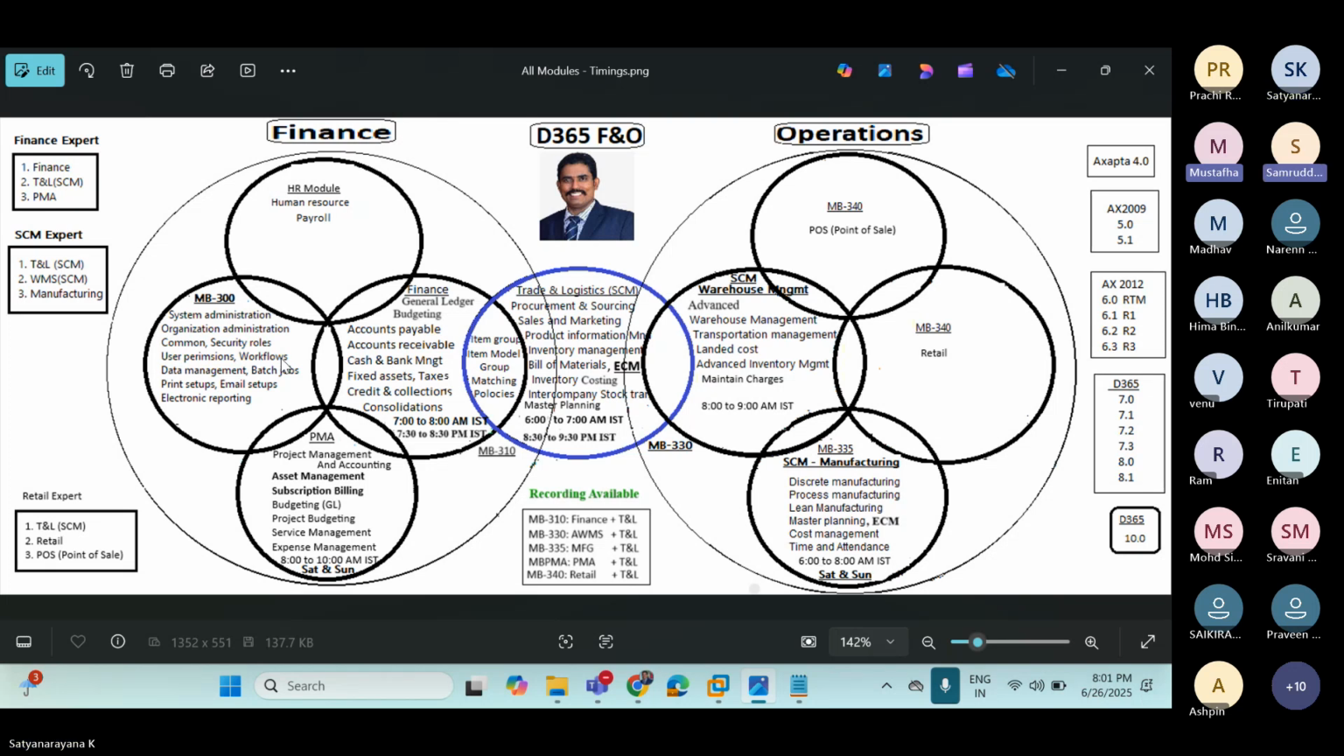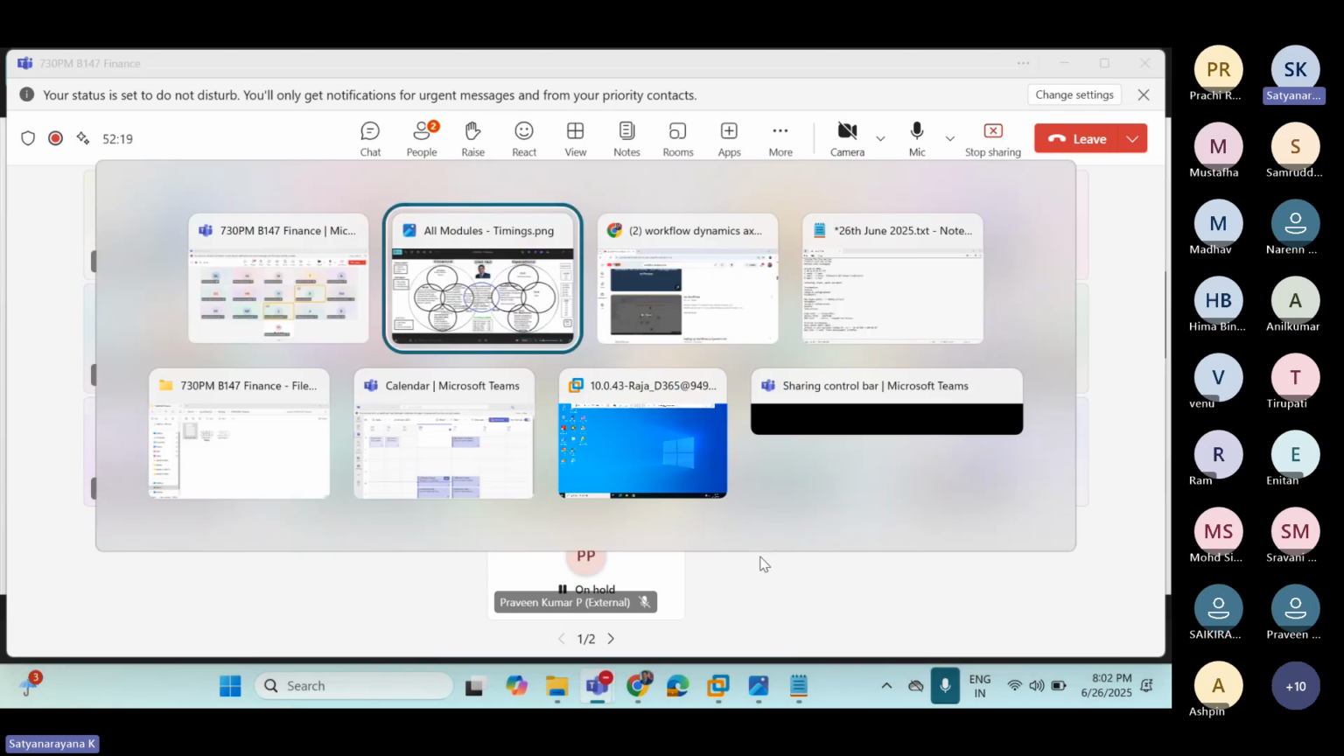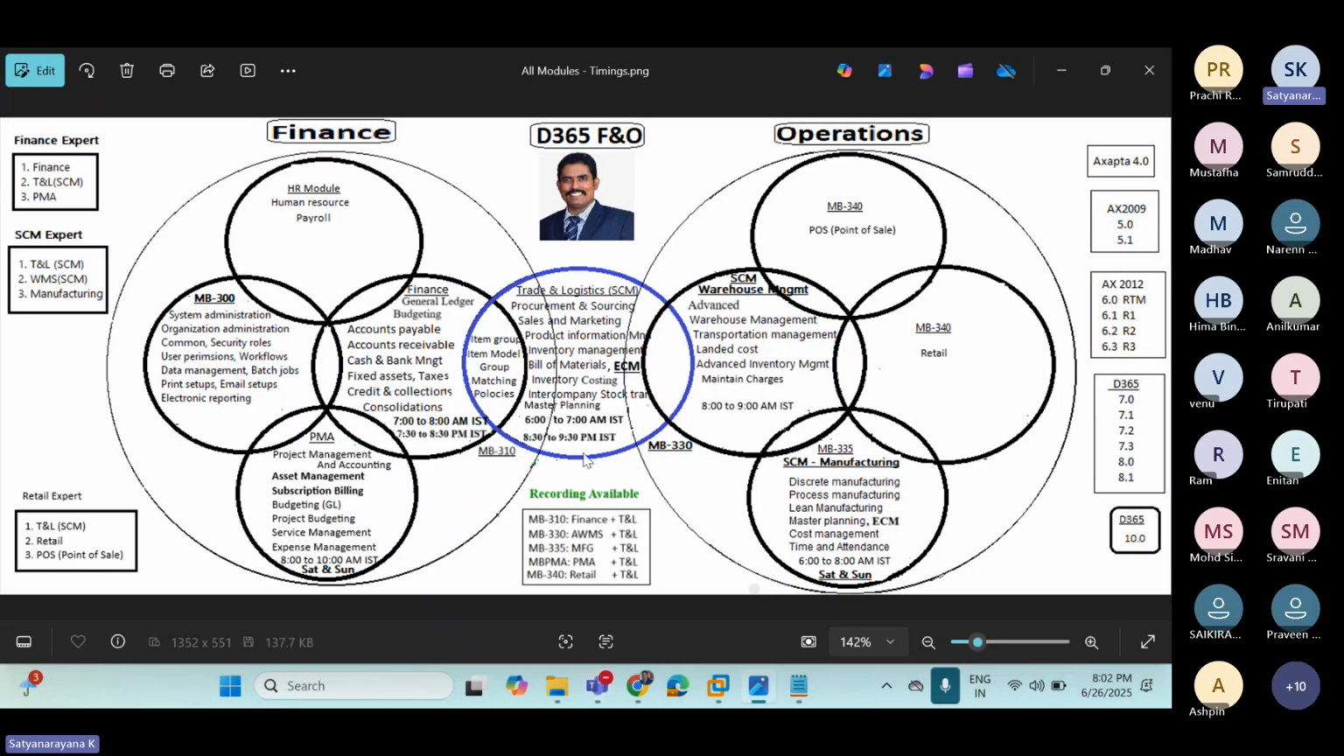Sir, do we require workflow knowledge while we are learning the finance module? It is required a little bit, as I told you, because if you get any errors, then you will be dependent on technical people. Am I right? See, there are three types. I will tell you an example here.